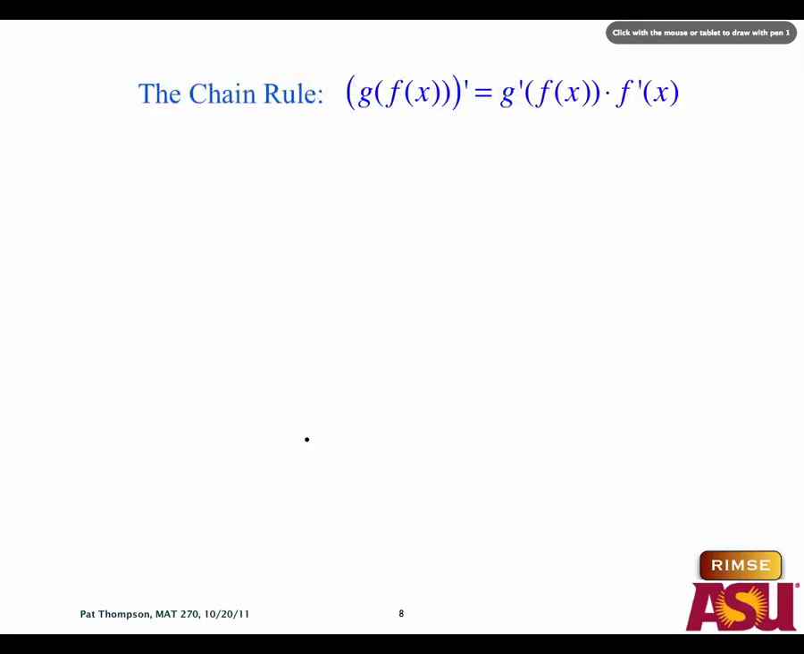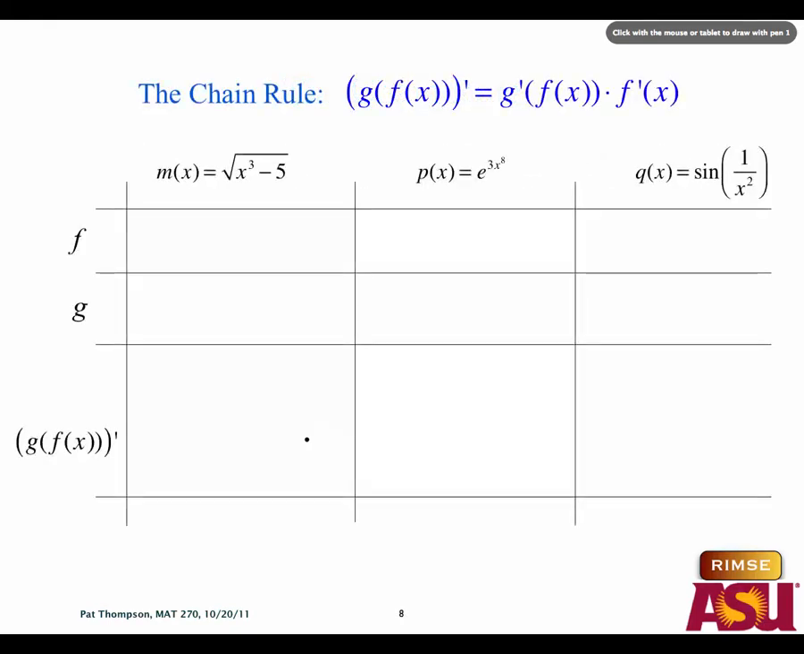Okay, so there it is, going back to our chart. So what did we say? Let's write these out again. So this was x cubed minus 5, square root of x, 3x to the 8th, and e to the x, and sine x, and x to the minus 2.